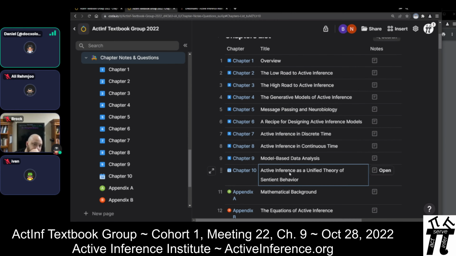And then Chapter 10 is a review. It restates what each chapter does, provides some further thoughts, and just summarizes the unifying capacity of active inference modeling.